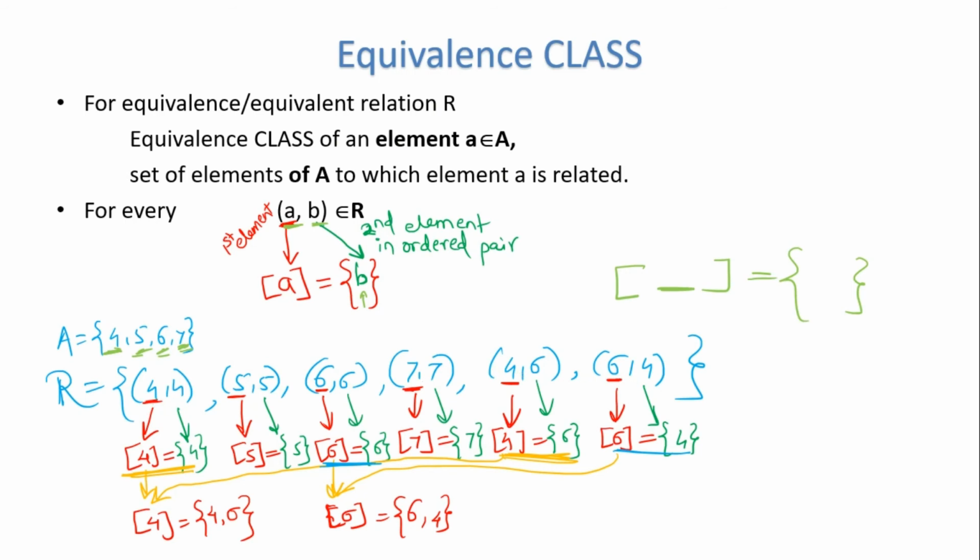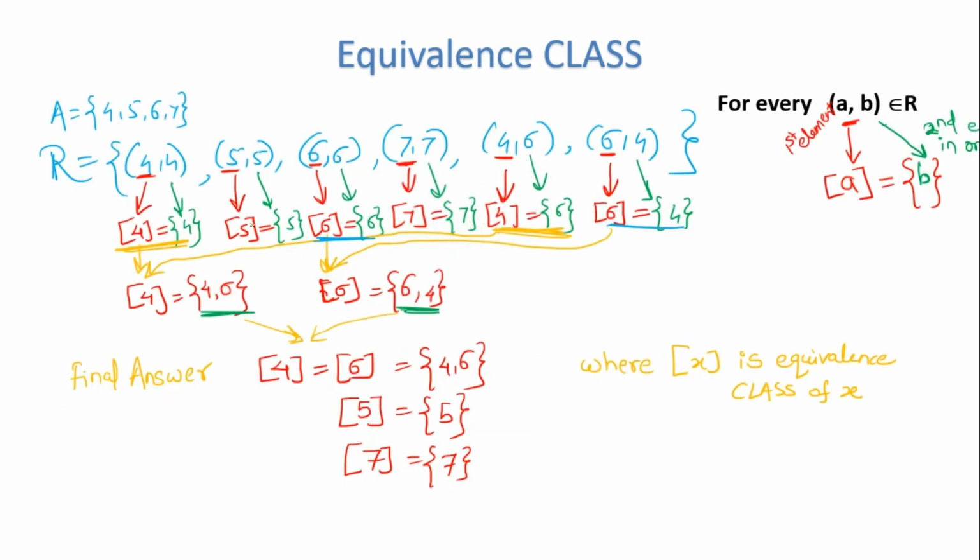Now step by step, if I take an ordered pair, the first element is the equivalence class and the second element in the ordered pair is its element. In the same way I have calculated for each and every element. Now I will check whether this 4 equivalence class appears anywhere again. It appears here, so I will combine its right hand side set elements. Now this will become 4 comma 6. In the same way, 6 appears more than once, with element 6 here and 4 here. So the equivalence class of 6 will have elements 6 comma 4.